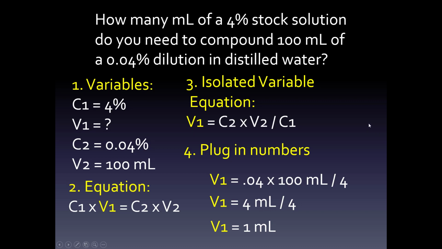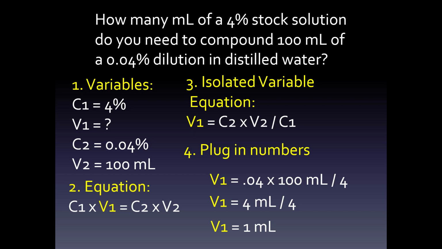So here was the question that was presented, or something like this. How many mLs of a 4% stock solution do you need to compound 100 mLs of a 0.04% dilution in distilled water? What I usually see is some kind of ratio proportion, where they just start scribbling numbers in. What I want to give you is a much more, I don't want to say better, but a much more regimented way that you can do it every time so it always works.